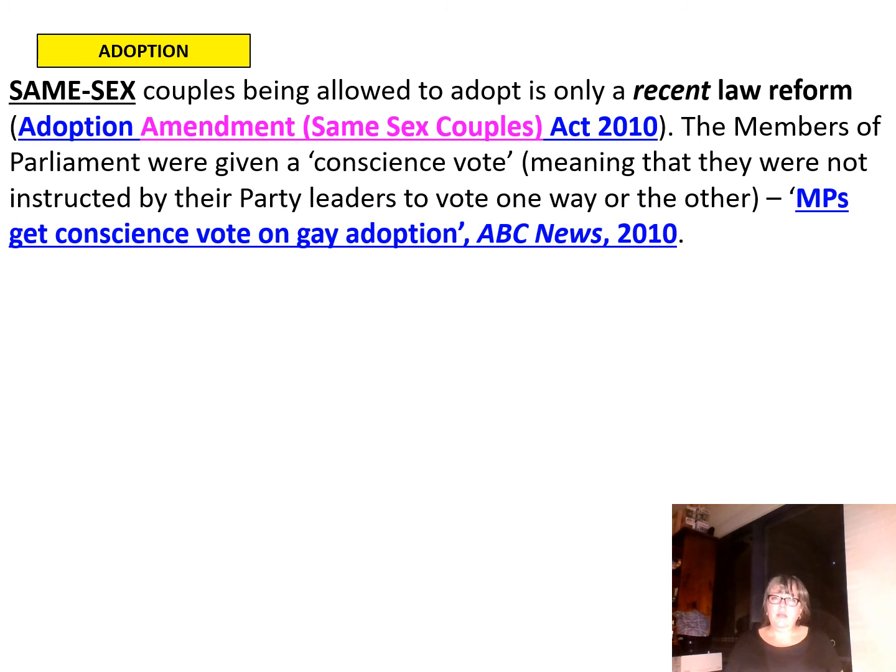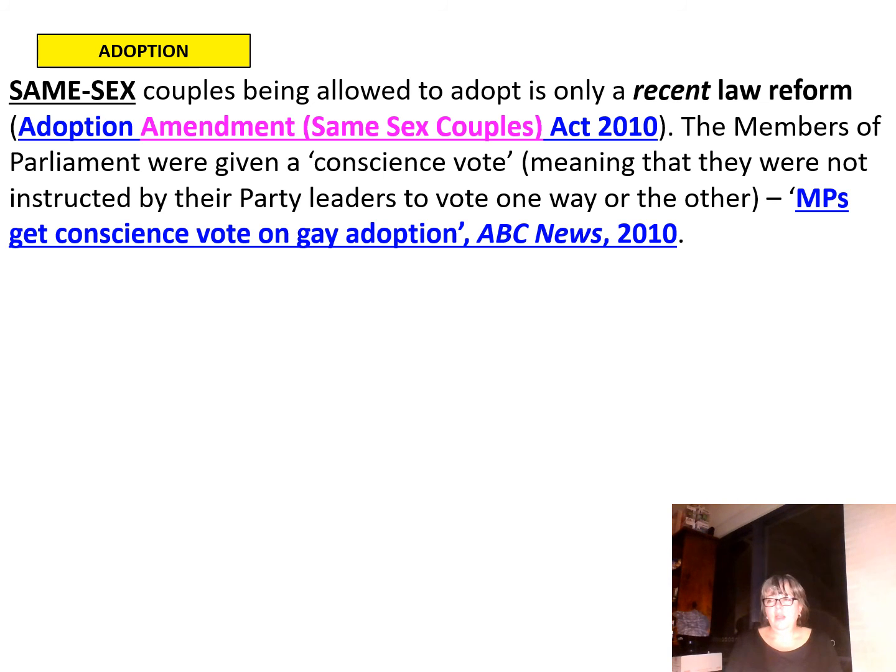Okay, adoption when it comes to same-sex couples. Same-sex couples being allowed to adopt is only a recent law reform, 2010, that is only 11 years ago. The members of Parliament were given a conscience vote, meaning that they were not instructed by their party leaders to vote one way or the other.